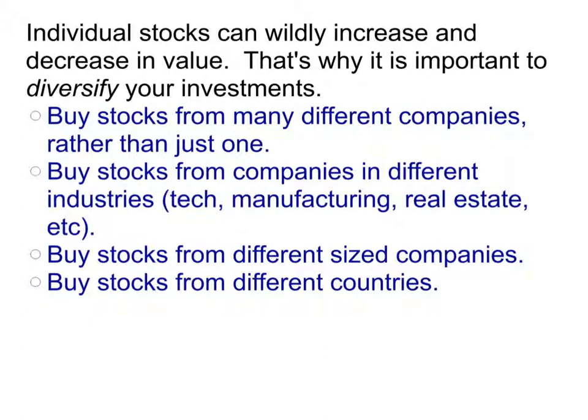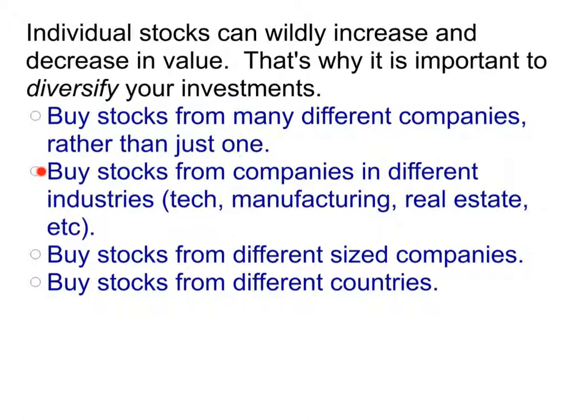So some general strategies for buying stocks and investing is to diversify your investment. When you hear people talk about a diversified portfolio, this is what they're talking about. They're saying buy stocks from many different companies, not just one. That way, Microsoft went down, but Apple went up. We're still doing okay. And that's what was happening during that 2000 to 2010 range. People who had both averaged out really nice.